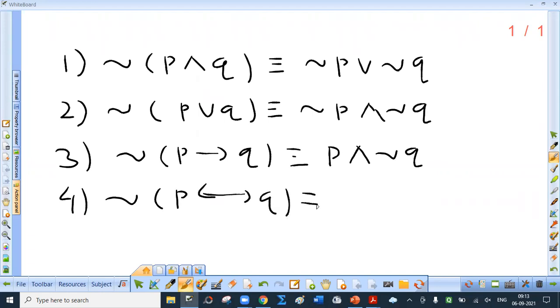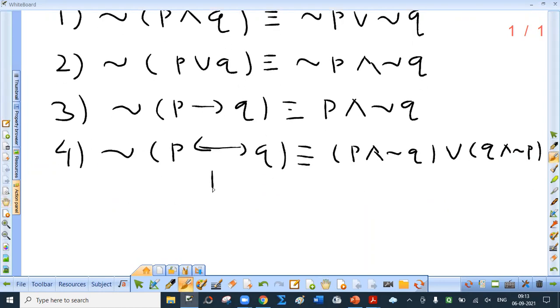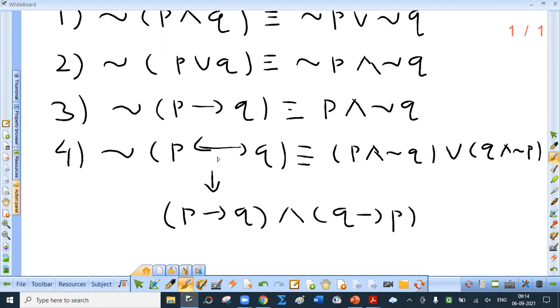I'll tell you how. First, let me write the negation. It is P and not Q, or Q and not P. I'll tell you the reason behind this. Basically, why biconditional? Because it is P implies Q and Q implies P. Here you will notice that in case of biconditional, P implies Q and is implied by Q. So P implies Q and at the same time Q implies P, hence the name biconditional.